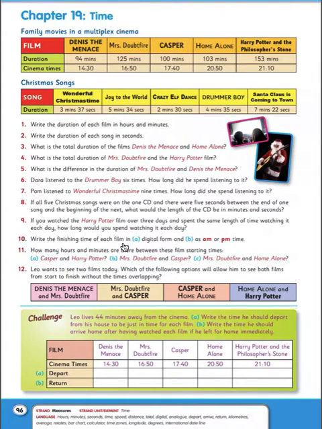Write the finishing time of each film in digital form, and then B as AM or PM. So in digital form, I'm guessing, write the finishing time of each film. So this time it starts, then you're adding on the minutes or the hour minutes to it to get your final time in digital form, which they've given here. And then as AM or PM. So they must mean there where it's not in 24-hour clock time.